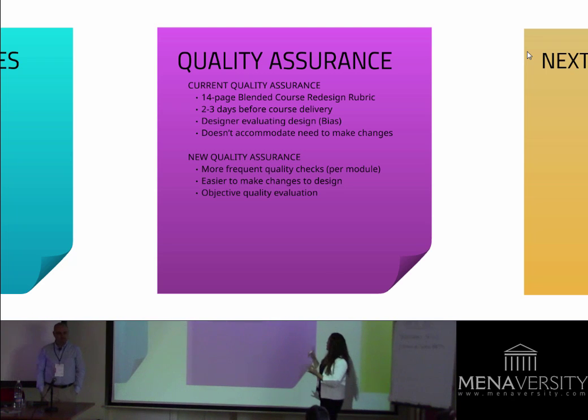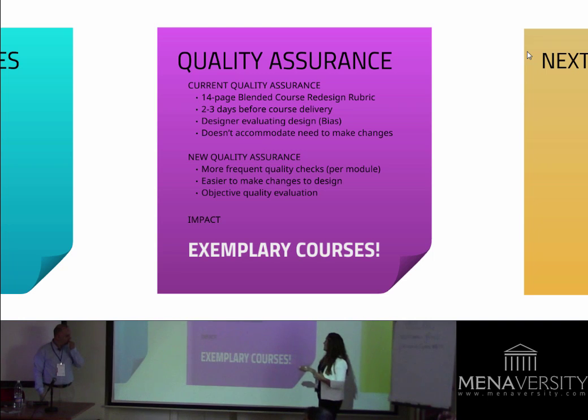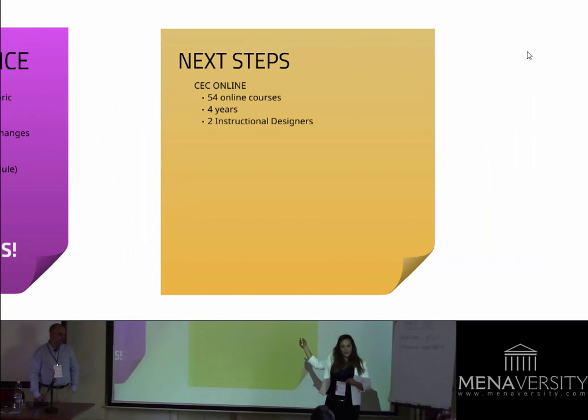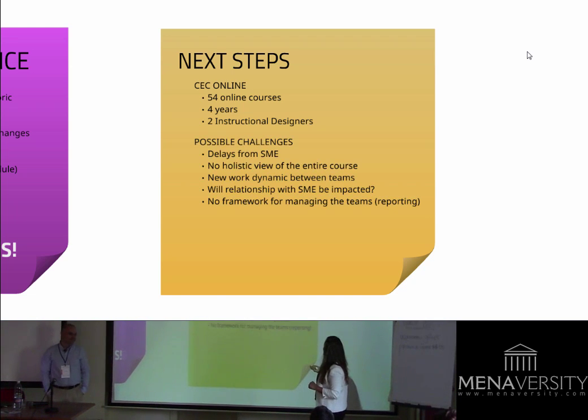We do more frequent checks, and it's easier to make design changes. We're hoping that this is going to yield exemplary courses. We haven't tried this yet, but we are going to try it for the continuing education department. There are 54 courses that need to go online in 4 years, and there's only 2 of us. So this is why we're glad that now the team is bigger.